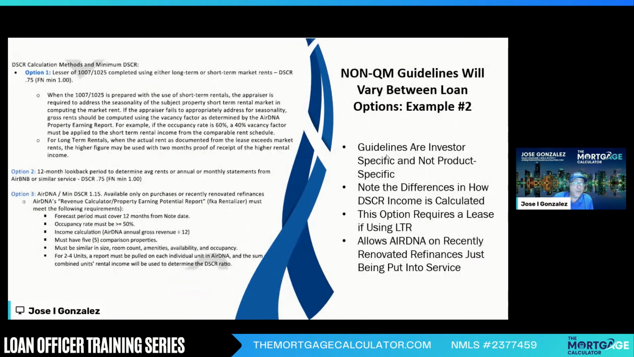Then example number two, again, this is short-term rental income. And first, you have to know the difference in how the DSCR income is calculated.